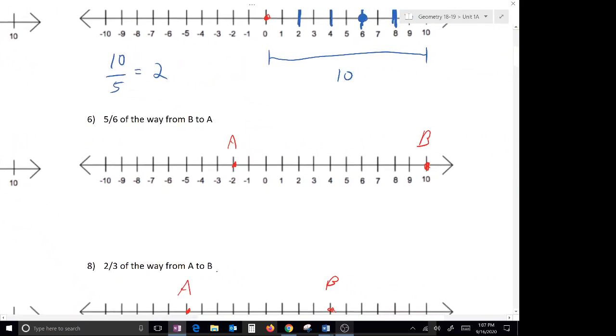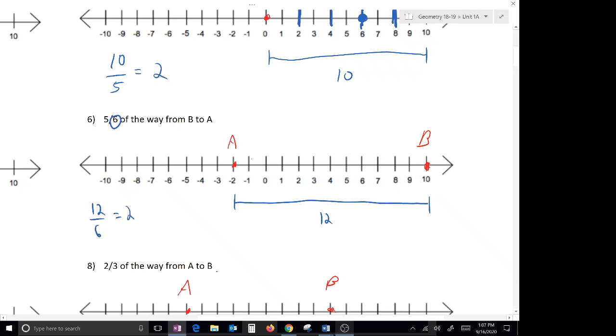Okay. 5/6 of the way from B to A, so our distance from -2 to +10. Well, it's 2 units to get to 0, and then it's another 10 units, so that's got to be 12 total. We went 5/6 the way, so our fraction we're dividing into 6. Well, 12 divided by 6 equals 2, so again we're dividing into 2's.